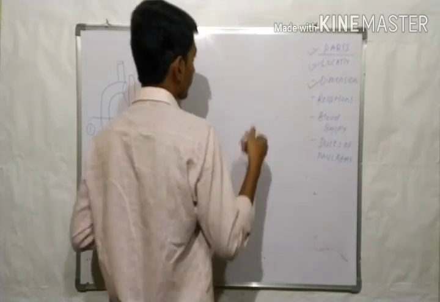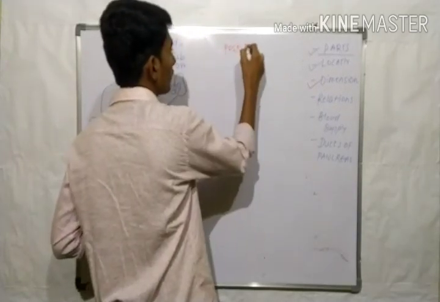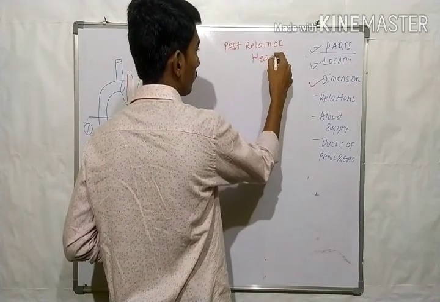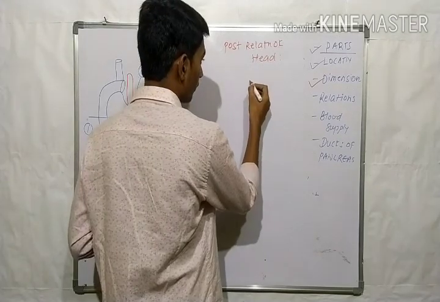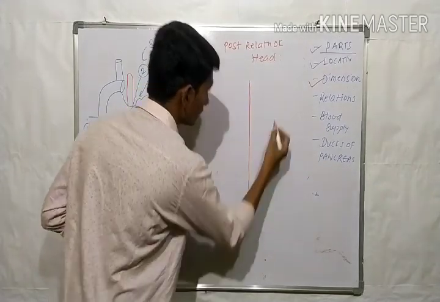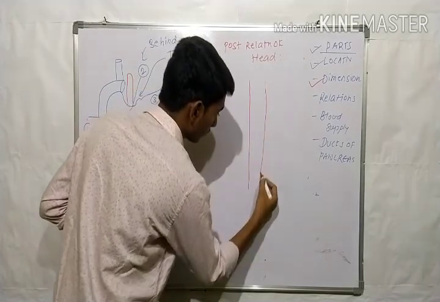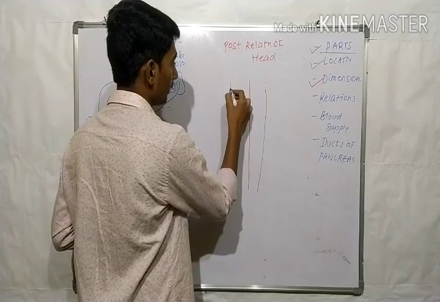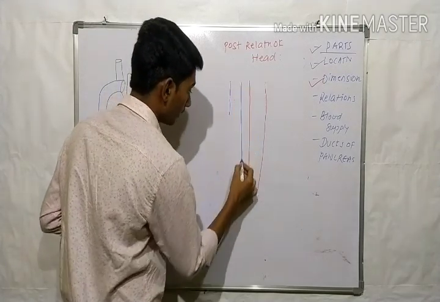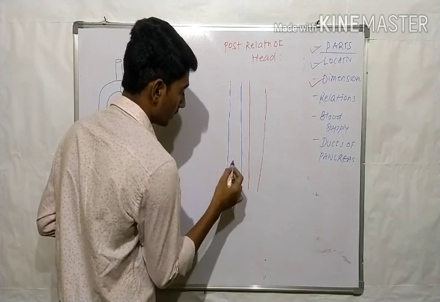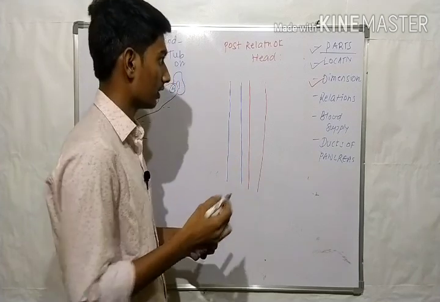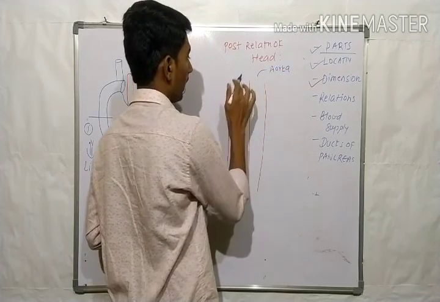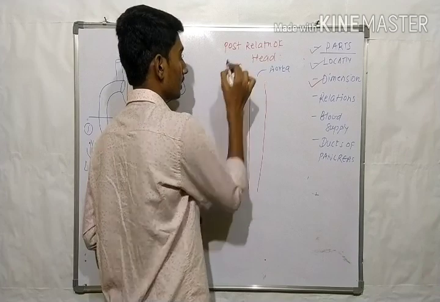This is posterior relation of head. I will draw here. This is aorta, abdominal aorta, and on the right side of aorta there is inferior vena cava.